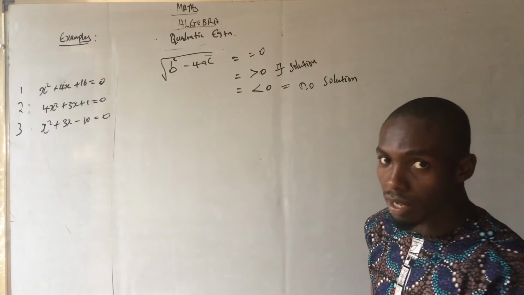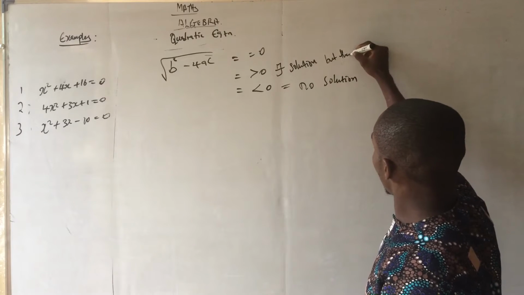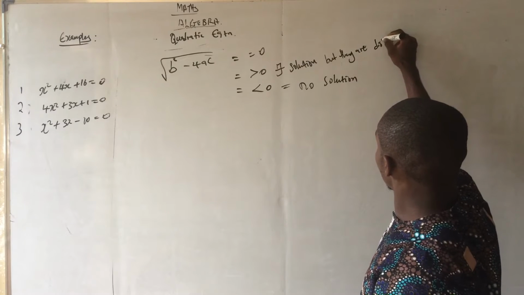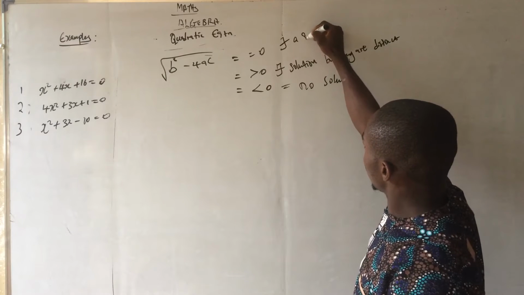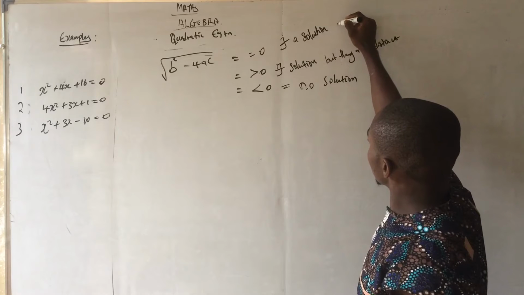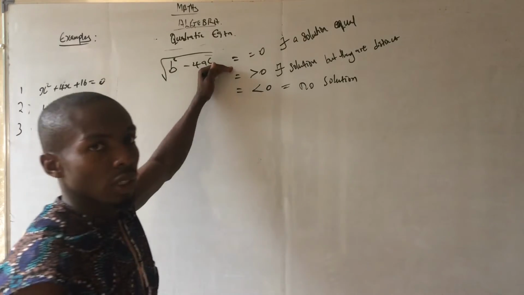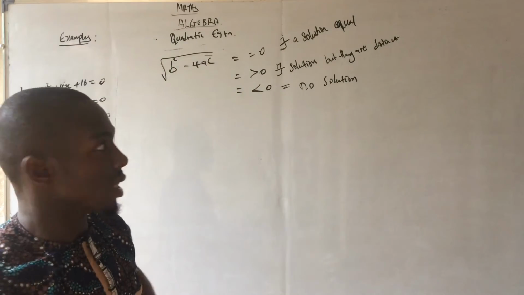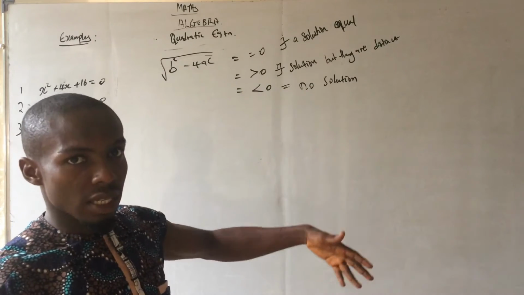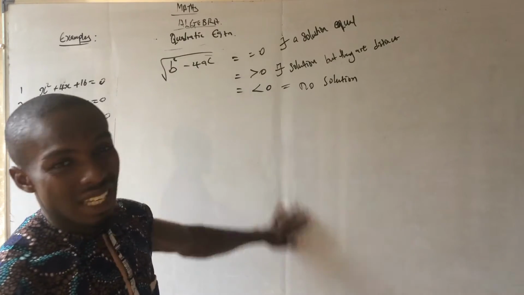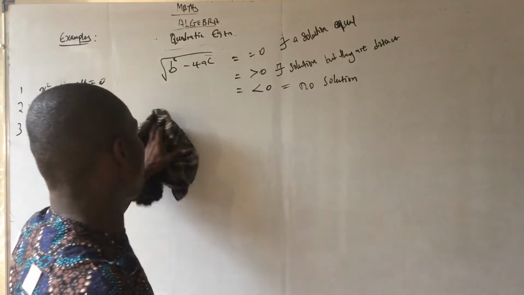This sign here means there exists a solution, but they are distinct. Here, there exists a solution that is equal. So if the discriminant equals 0, know that the solution really does exist and they are equal. But if it is greater than 0, the solution really exists but they are distinct. If it is less than 0, the solution does not exist. So now these discriminants are going to help us while solving our examples.